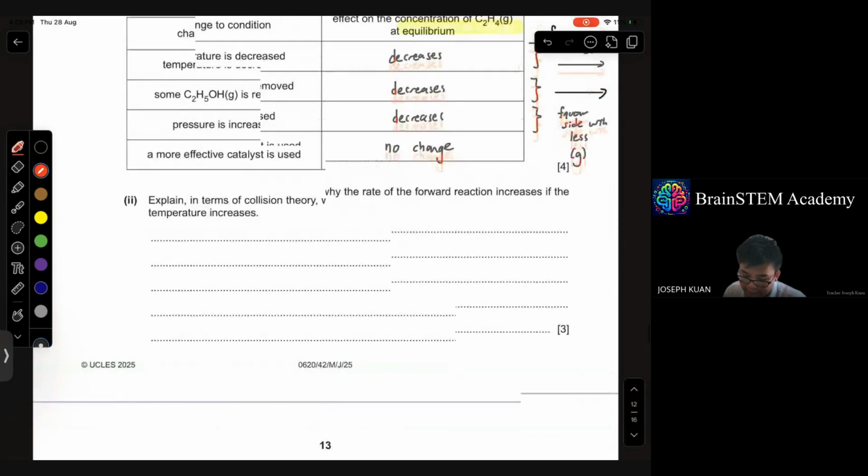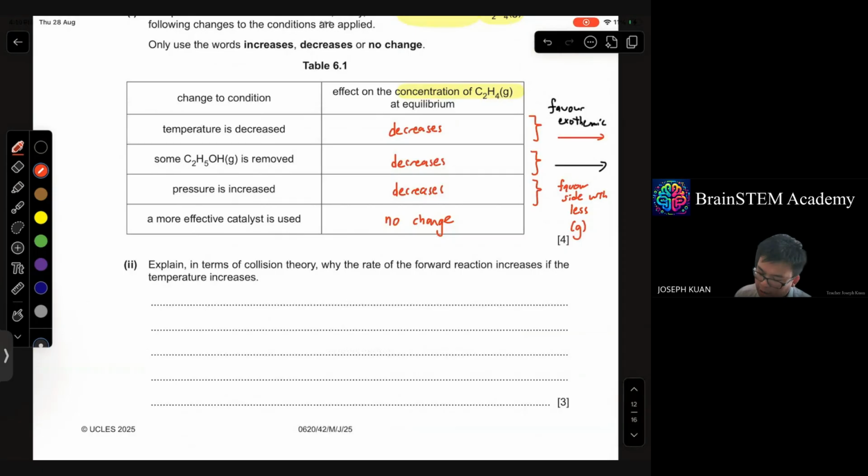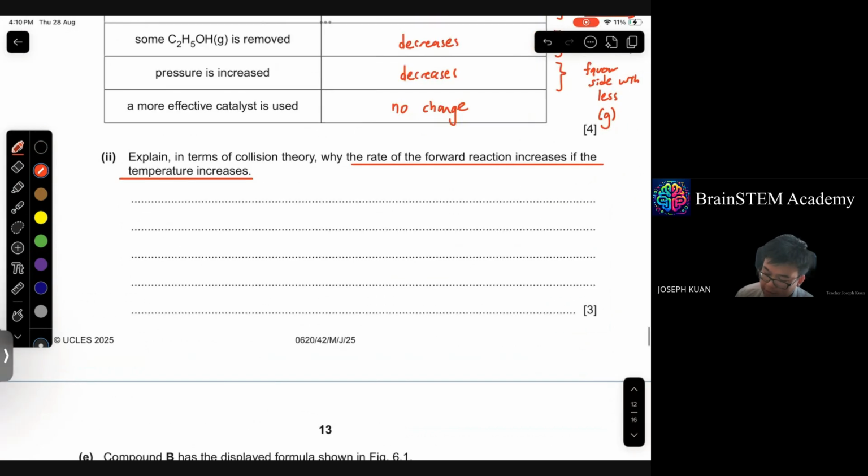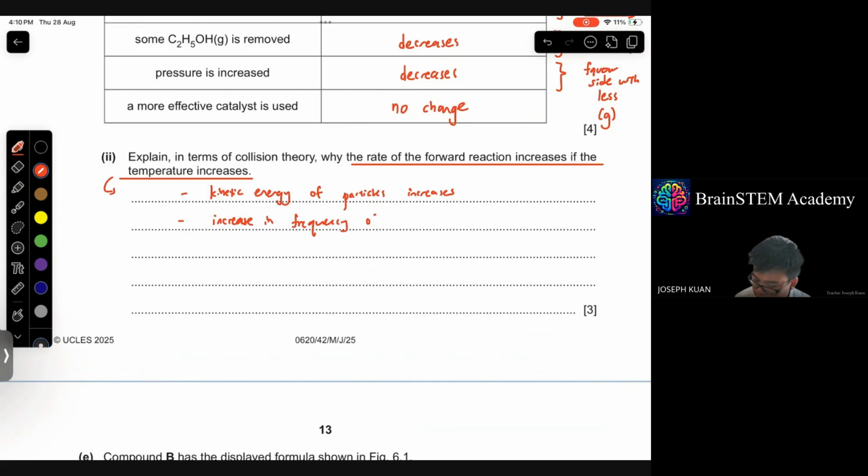Next question. Explain in terms of collision theory why the rate of the flow reaction increases if the temperature increases. Now, so basically you have to say that the kinetic energy of the reactant particles increases. So this causes an increase in the frequency of collisions, as well as successful collisions between the particles, right?